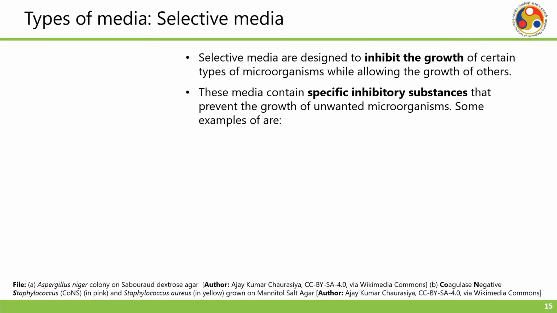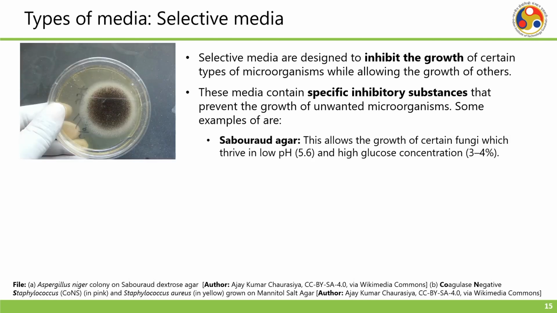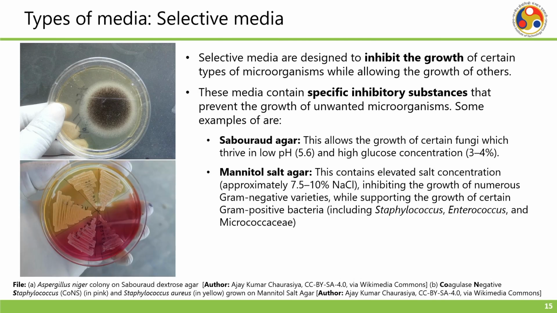Another type of media is the selective media. These are designed to inhibit the growth of certain types of microorganisms while allowing the growth of others. These media contain specific inhibitory substances that prevent the growth of unwanted microorganisms. Some examples of selective media are Sabouraud agar. This allows the growth of certain fungi which thrive in low pH and high glucose concentration.